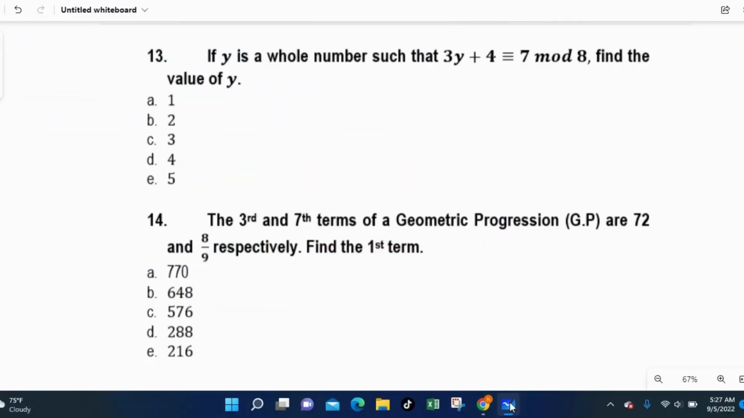Hello viewers, in this video tutorial we are going to look at how to solve a question on modular arithmetic and a question on geometric progression. This question appeared in a past college examination, and I know if you stay until the end of the solutions, you're going to learn one or two things that will help you solve similar questions like this.